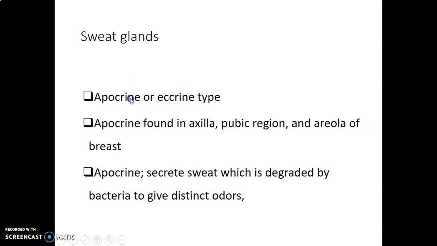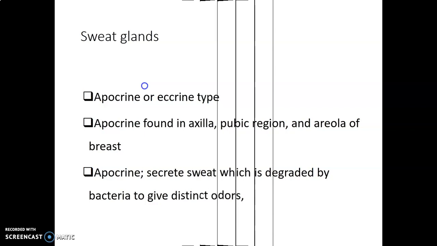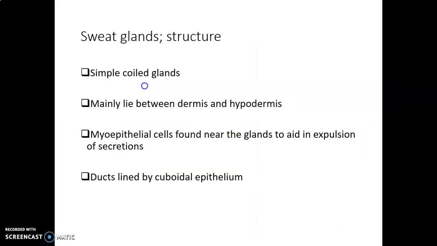We go to the sweat glands. We have two types of sweat glands. You have the apocrine type and the eccrine or merocrine type. The apocrine is found around the axilla, the pubic region, where you have hair, and the areola of the breast, and they secrete sweat, which is usually degraded by bacteria, and that gives a distinct odor. So that is why after sweating, there's usually a distinct odor on the axilla and pubic region because of these apocrine secretions.